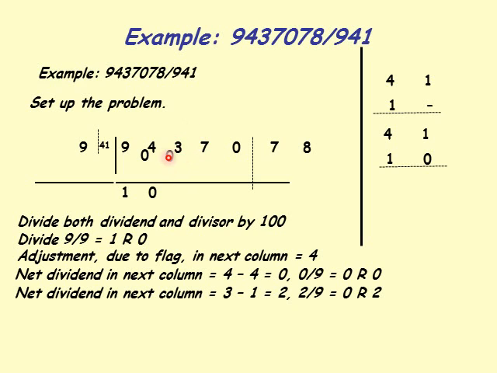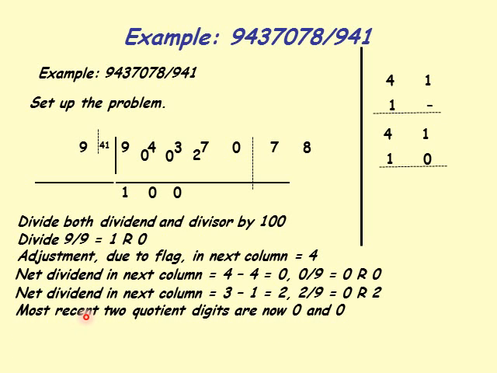We have 3 in the next dividend position. We would subtract 3 minus 1, which is from the adjustment here, which is equal to 2. When you divide 2 by 9, I got a 0, remainder 2. Let's continue. So in this column also I have a 0, and the remainder 2 is to be used for the next dividend position when we are trying to divide in that column. Most recent 2 digits are now 0 and 0.